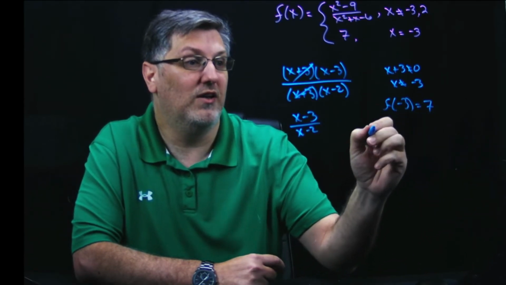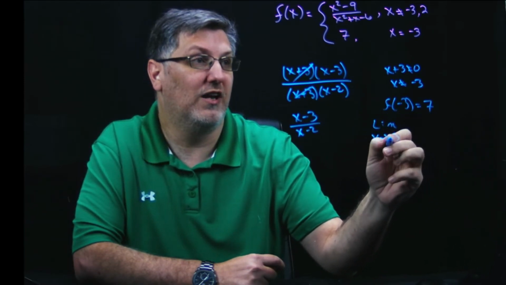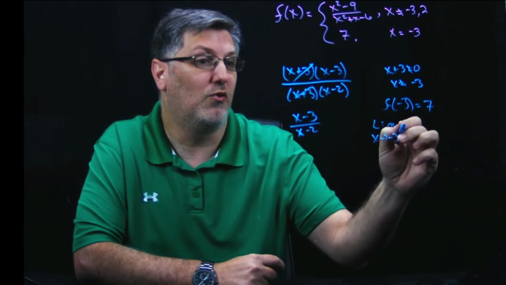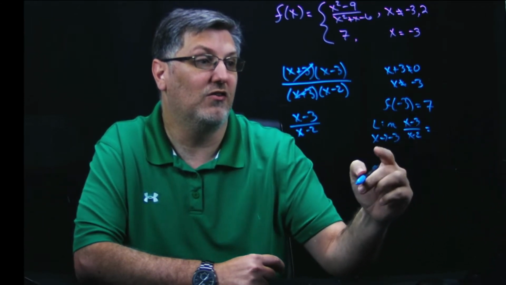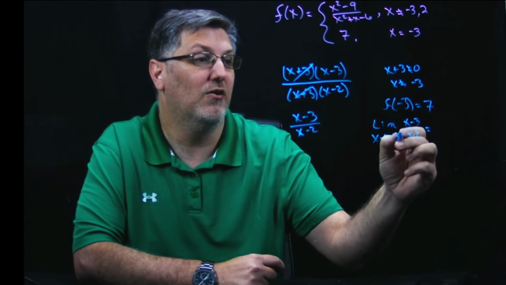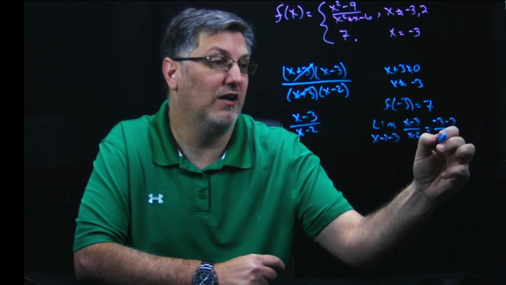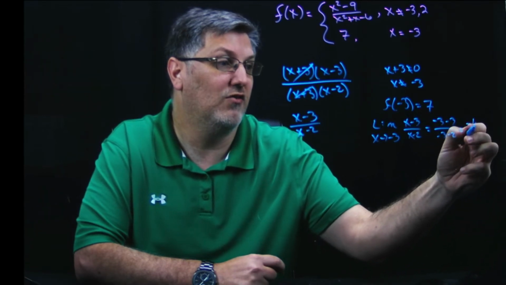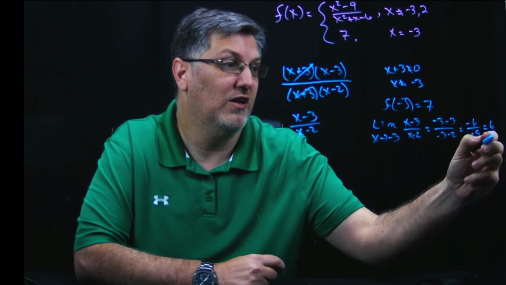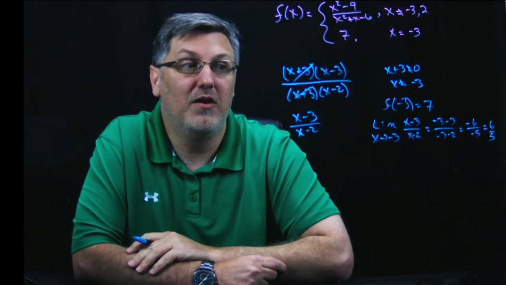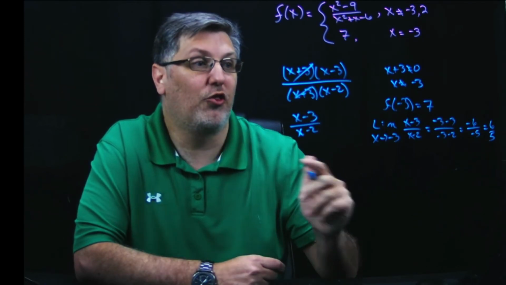The next part is, does the limit as x approaches -3, and I'm going to use the reduced form of x minus 3 over x minus 2, exist? Well, if I put the -3 in here, I get -3 minus 3 over -3 minus 2, which is -6 over -5, which is 6/5. So that exists. The first two requirements are met, but let's look at the third requirement.